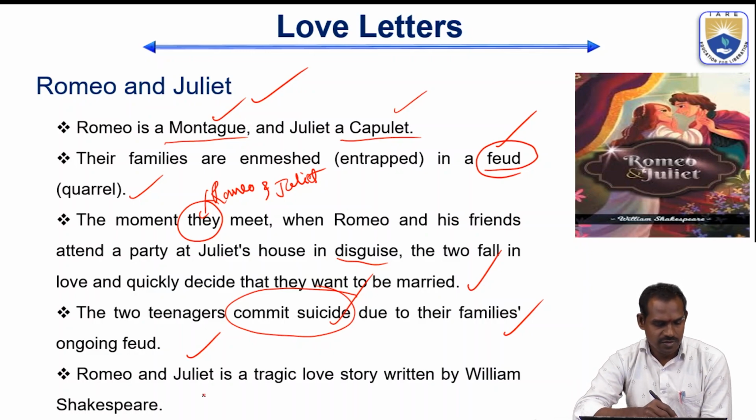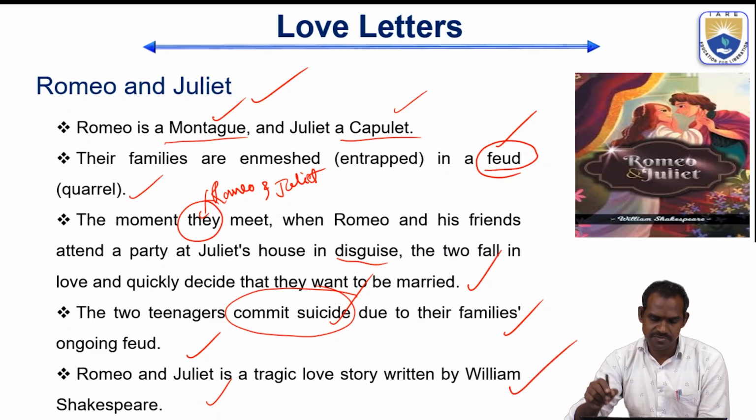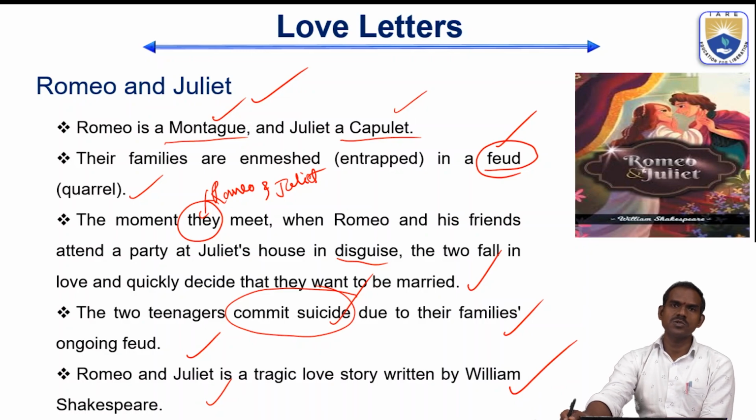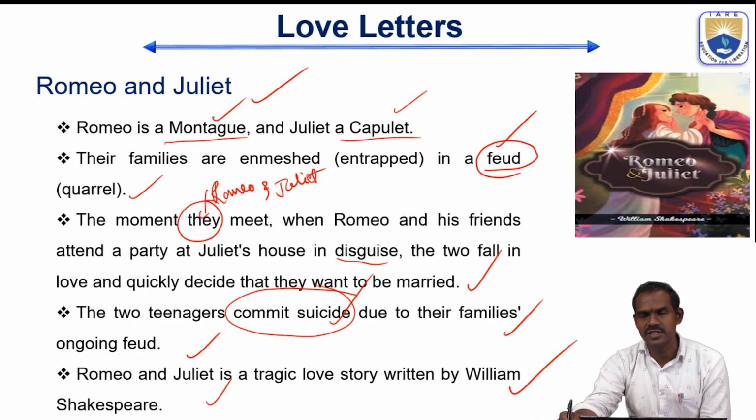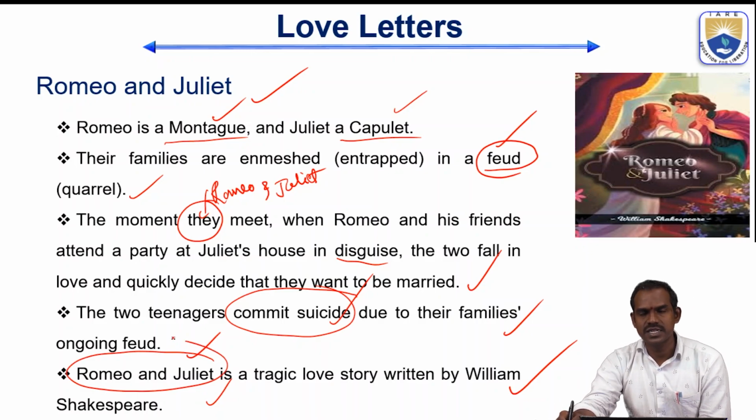So Romeo and Juliet is a tragic love story because it ended with their suicide, written by William Shakespeare. This tragic love story is written by William Shakespeare, and the title of the tragic love story is Romeo and Juliet. You can see the image here.